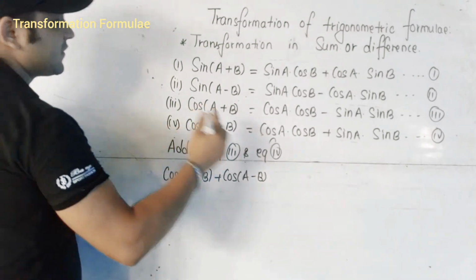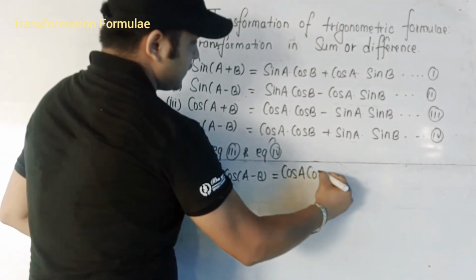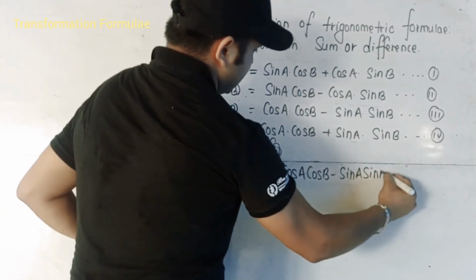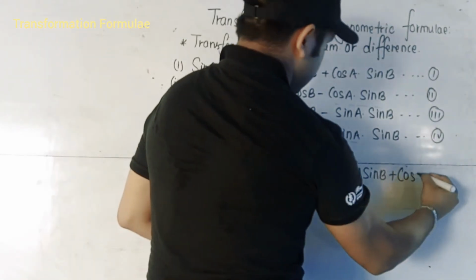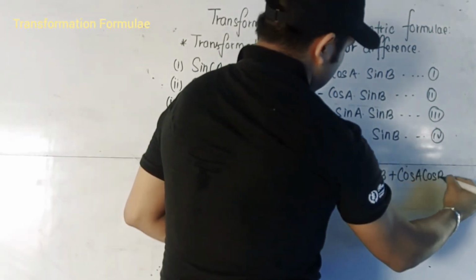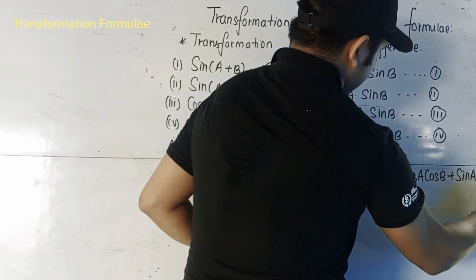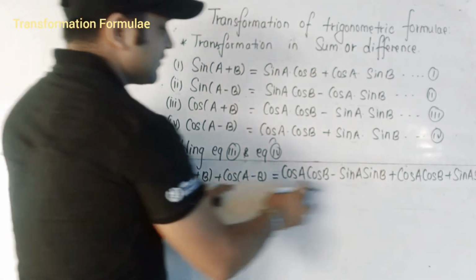Cos(A+B) plus cos(A-B) equals, the right hand side is cos A into cos B minus sin A into sin B. We are adding, so we don't need to change the sign. Okay, now this is the left hand side addition, this is the right hand side addition.